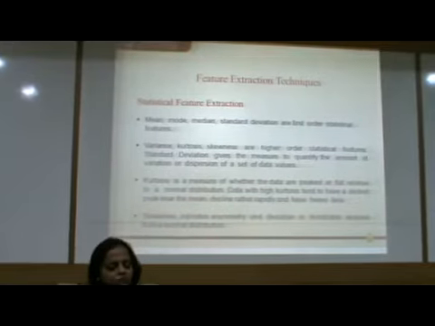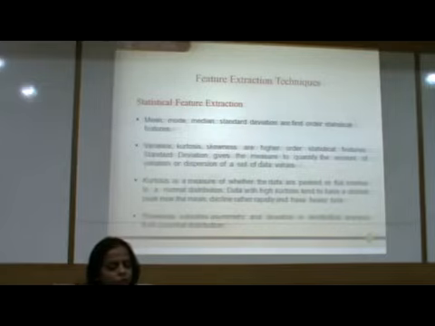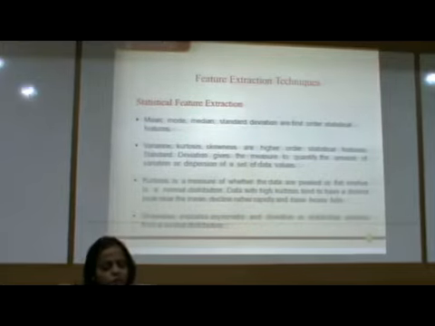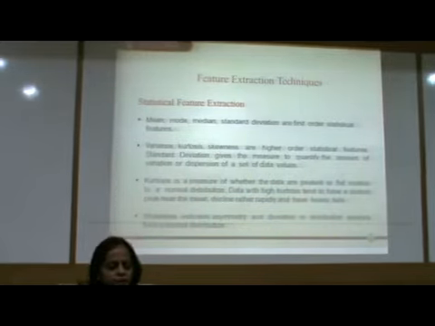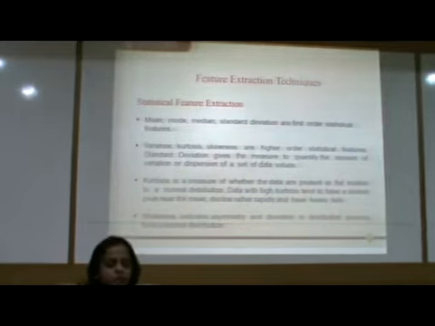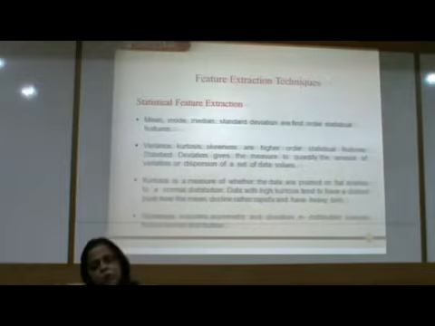Standard deviation gives the measure to quantify the amount of variation or dispersion of a set of data values. Kurtosis is a measure of whether the data are peaked or flat relative to a normal distribution. Data with high kurtosis tend to have a distinct peak near the mean, decline rather rapidly and have heavy tails. Skewness indicates asymmetry and deviation in distribution from a normal distribution.